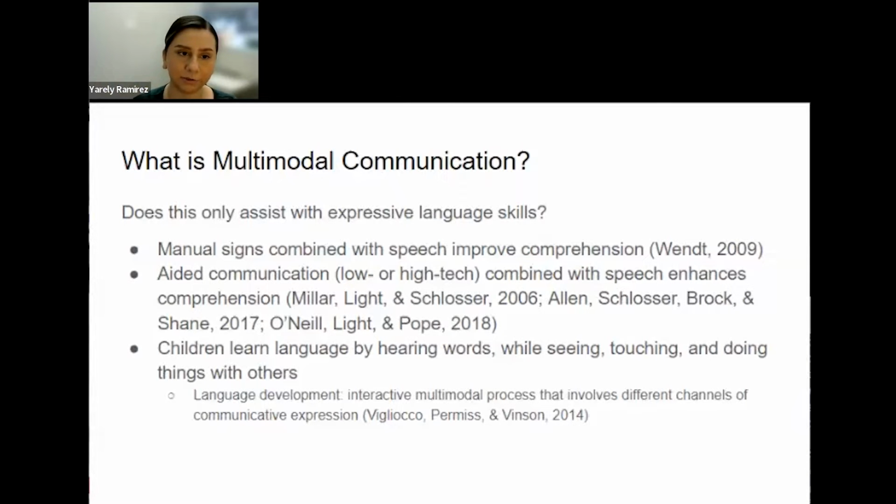It is interesting because as human beings, we technically learn by using all of our 5 senses. We learn via hearing words, seeing, touching, and doing different things. Therefore, why can't we communicate that way? If we learn via all different modes, then we should be able to use different modes to convey a message. So when it comes to language development, it is an interactive multimodal process that involves different channels of communicative expression.